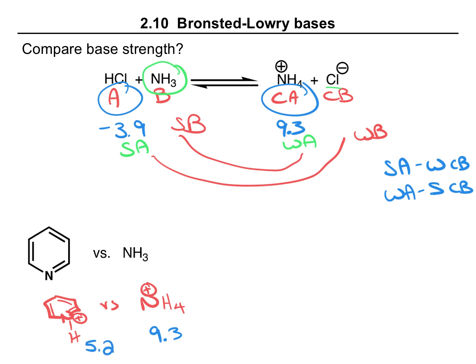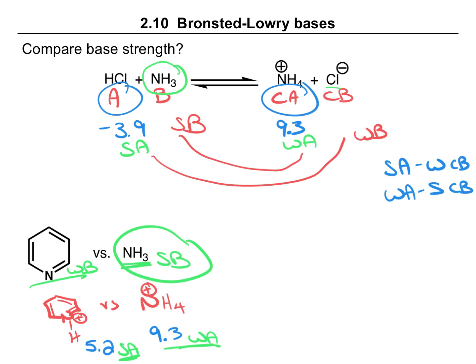So, comparing our conjugate acids, we know that this one is our stronger acid, and therefore this one is our weaker acid. Now, if this is our stronger acid, that means this one is the weaker base. And because this one is our weaker acid, that means this one is the stronger base. So we don't need pKb values because we can still use pKa values to be able to compare base strength.